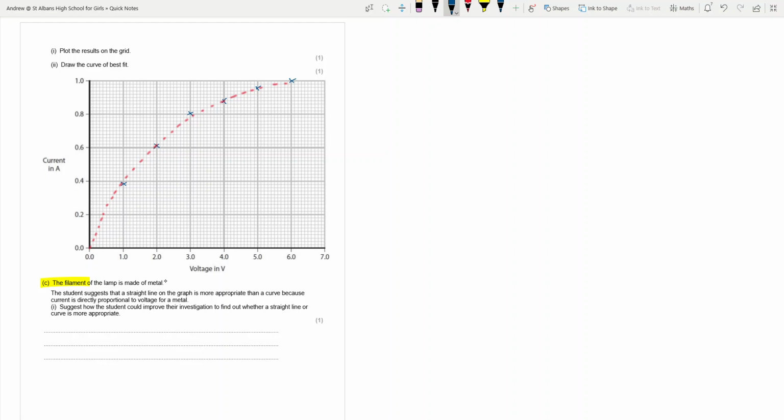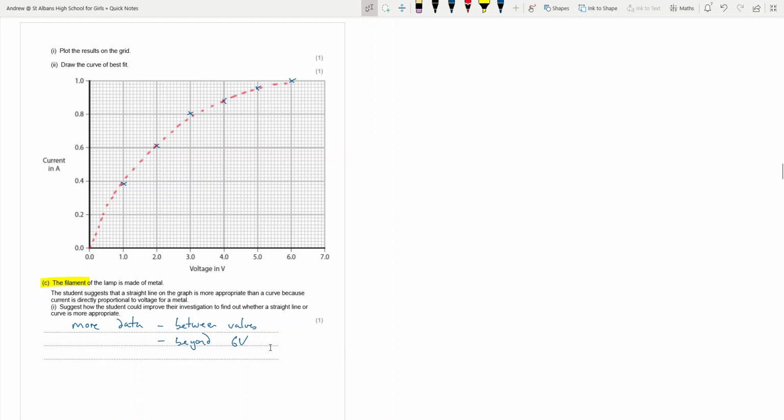The student suggests that a straight line is more appropriate than a curve because current is directly proportional to voltage for a metal. Suggest how the student could improve their investigation to find out whether a straight line or curve is more appropriate. Basically, what we want here is more data. This could either be between values, so take it every half a volt or something like that, or we could go beyond 6 volts. So any sort of sensible comment on the fact you want more data.